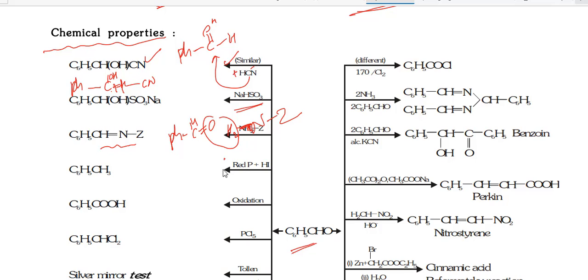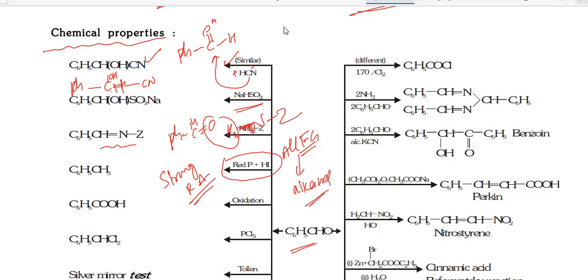Then red phosphorus and iodine, red phosphorus and HI is a good, strong reducing agent. Almost all functional groups convert into alkanes. We know lithium aluminum hydride is there, but it converts only up to alcohols, but this red phosphorus and HI converts directly into alkanes.